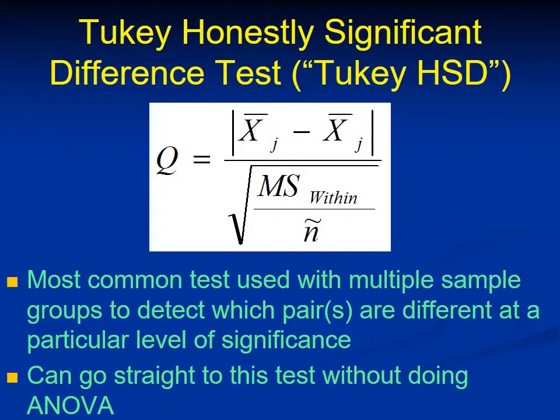Now, just so you know, there are ways to determine exactly which pairs of samples are different at a particular level of significance, and you can do this first and not even use analysis of variance to do it. This is just for your information.